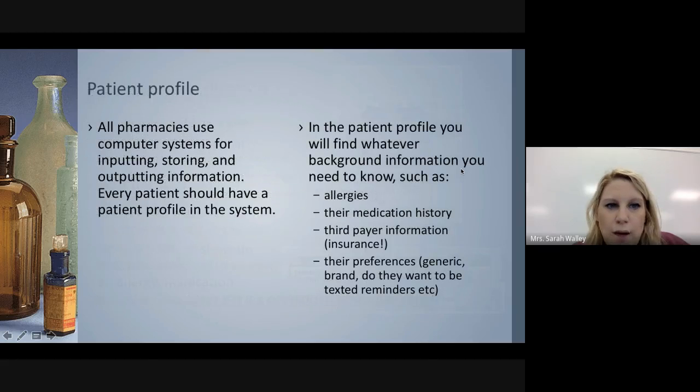Okay, patient profile. All pharmacies use computer systems for inputting, storing, and outputting information. Every patient should have a patient profile in the system. In the patient profile, you will find whatever background information you need to know, such as allergies, their medication history, third-party payer information, which is like insurance information, and their preferences. Do they want generics if possible? Do they want the brand name? Do they want text reminders, like texted reminders on their phone, that kind of thing.